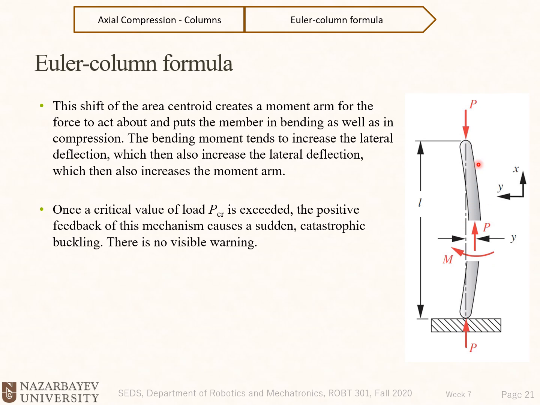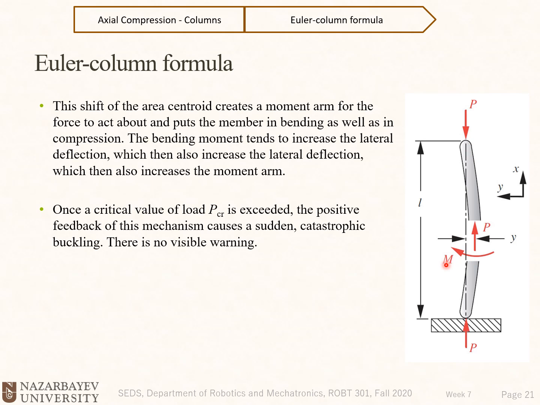The column is deflected. This is a long and slender column, okay? This shift of the area centroid creates a moment arm. This is a moment arm here for the force to act about, and puts the member in bending as well as in compression. So we have both compression and bending.